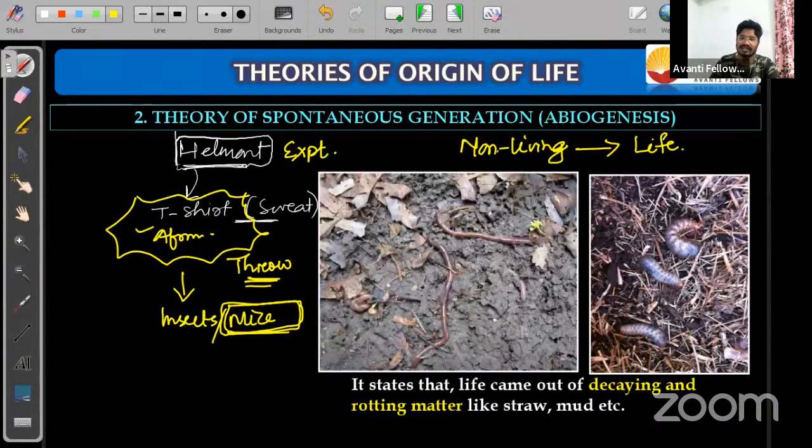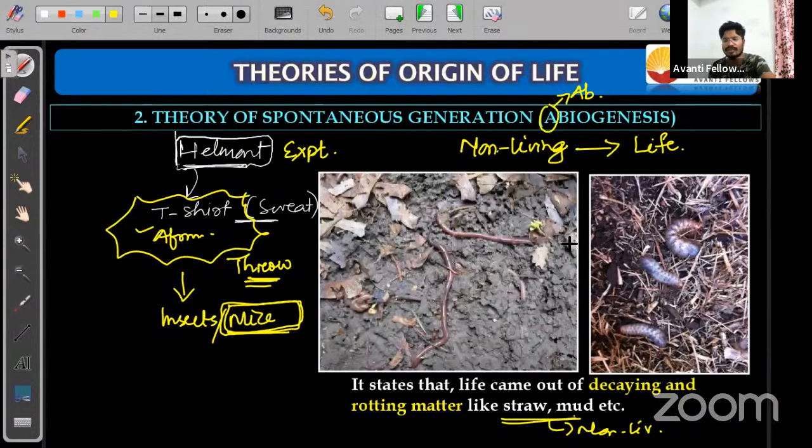A means absent. Remember this one. A means absent. Biogenesis means living organism. Non-living से living बनेगा. It states that life come out of decaying and rotting matter like straw and mud. Straw mud से life निकला है, जो कि non-living होता है. Okay. In straw and mud, you might have seen this earthworm and these insects. Yeah, we can say certain insects or other things will be there.